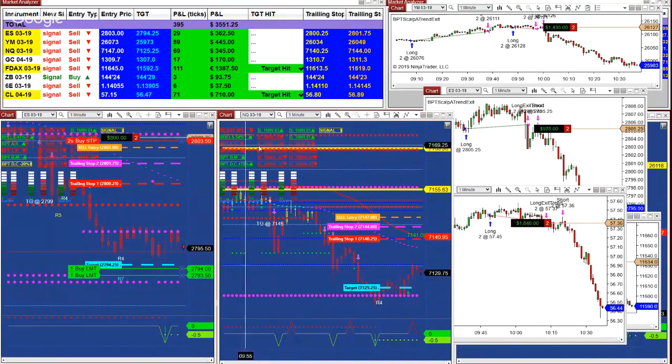Okay, guys, we are 392 ticks based on the DAX 1,312.